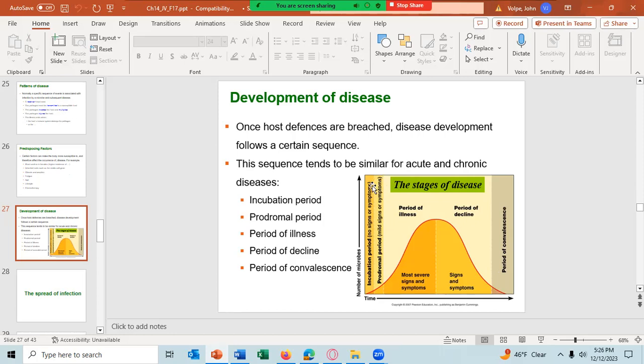All disease has an incubation period, the time when the organism first enters the host and before the patient has any signs or symptoms of disease. That's followed by the prodromal period, when the patient has very mild signs and symptoms.